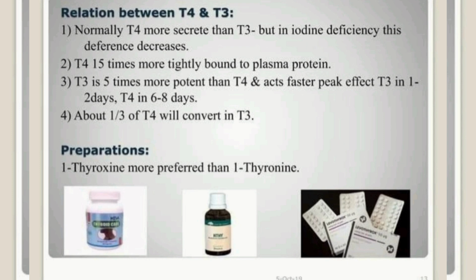Relation between T4 and T3: normally T4 is secreted more than T3, but in iodine deficiency this difference decreases. Then T4 is 15 times more tightly bound to the plasma protein. T3 is 5 times more potent than T4 and acts faster; peak effect of T3 is in 1 to 2 days and of T4 in 6 to 8 days. About one third of T4 is converted to T3. Then there are some preparations. For example, L-thyroxine is more preferred than L-thyronine.